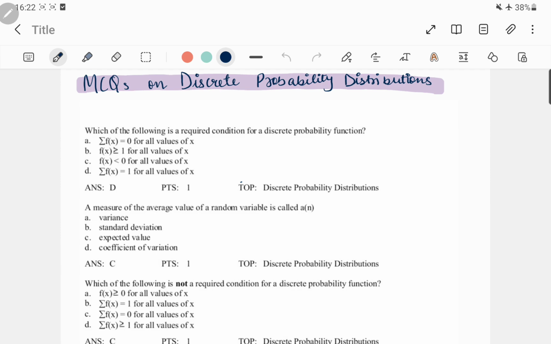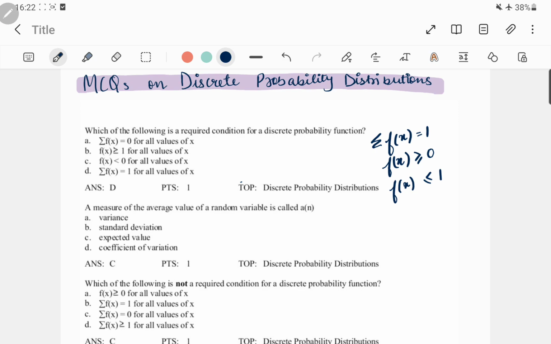So let's not look at the options. Let us just focus on what we know, right? We definitely know that summation of f(x) is equal to 1. f(x) will always be greater than or equal to 0, okay? And f(x) will always be less than or equal to 1, okay? So this is all we know, and let's see what all matches.